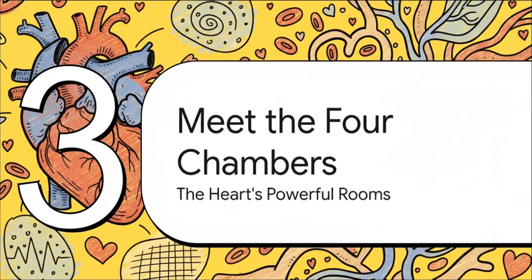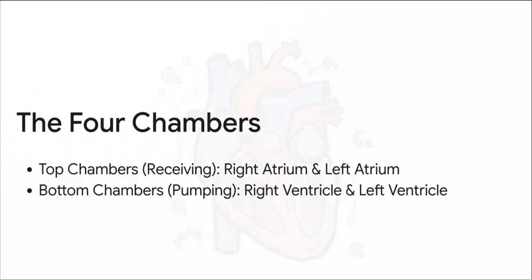Okay, now let's go inside and meet the four powerful rooms of the heart, the chambers. So the heart has four chambers. I want you to think of it like a two-story house. The top two rooms, or the upstairs, are the atria, the right atrium and the left atrium. Their whole job is to receive blood coming into the heart. The bottom two rooms, the downstairs, are the ventricles, the right ventricle and the left ventricle. These are the powerful pumps that push the blood out of the heart.